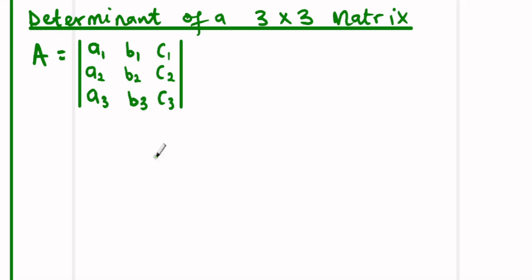I'm working with the small letters a, b, and c to denote the elements. The 1 here stands for the first row, the 2 stands for the second row, and the 3 stands for the third row. So this is a 3 by 3 matrix. It has 3 rows, and it also has 3 columns: 1, 2, 3. This is what a 3 by 3 matrix looks like.